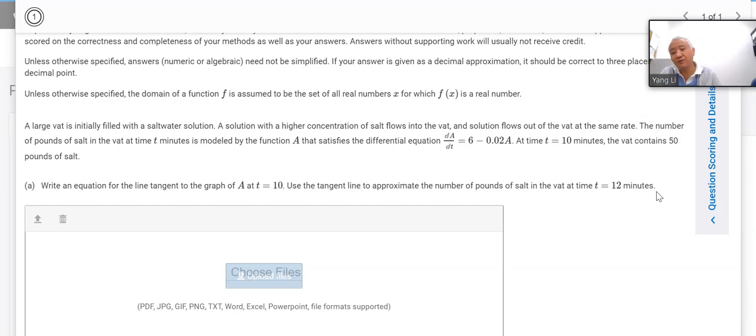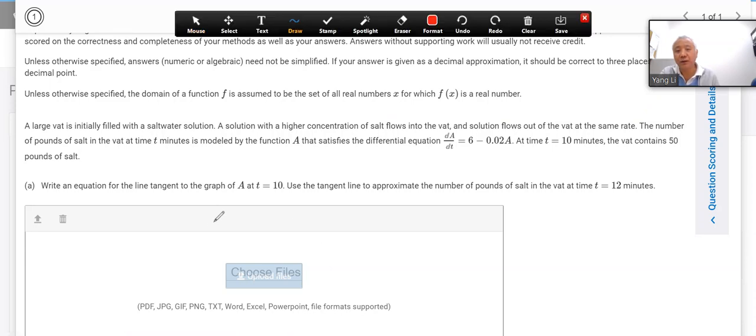When you have this kind of question, we generally do it this way. We just assume this graph is any graph. I put the graph just for illustrative purposes. This is t, this is A, the function. So at this point the coordinates will be t equals 10 and A equals 50. They ask you to find the tangent line passing through this point.